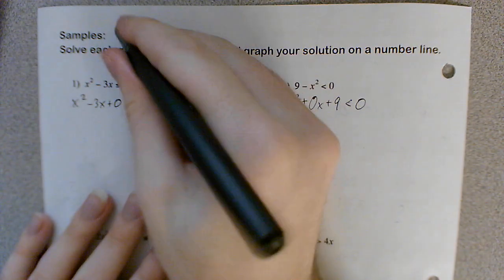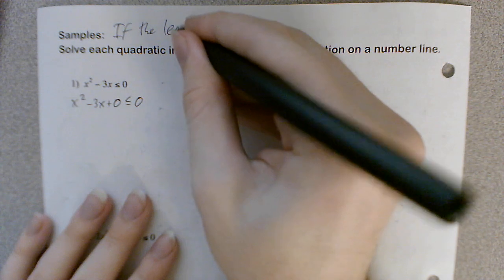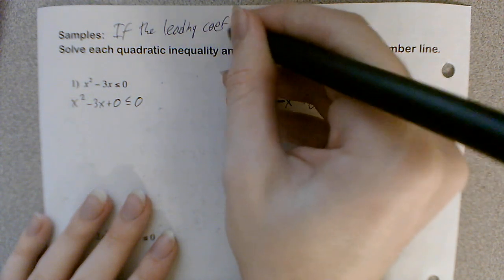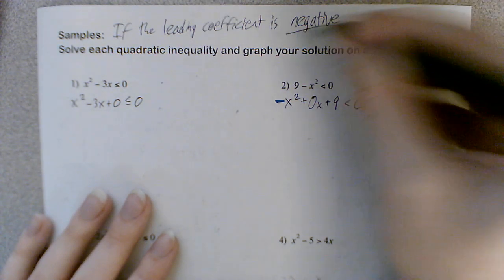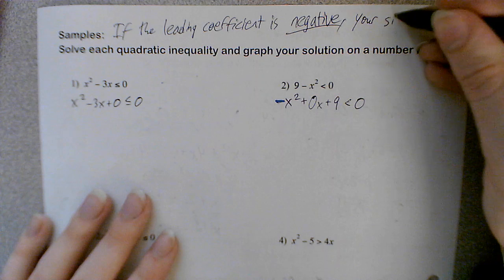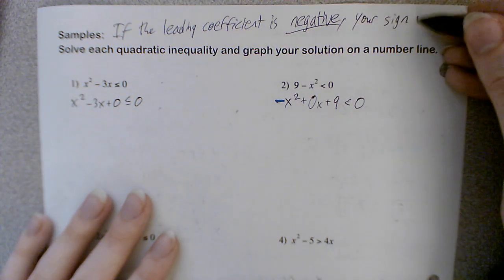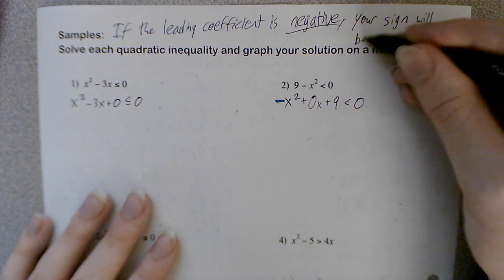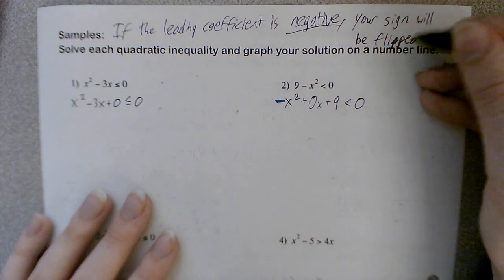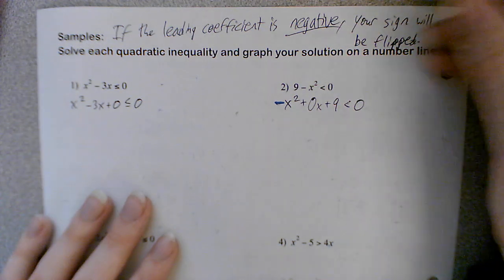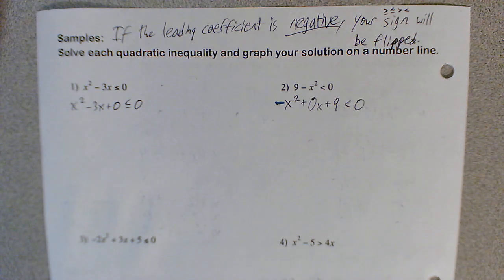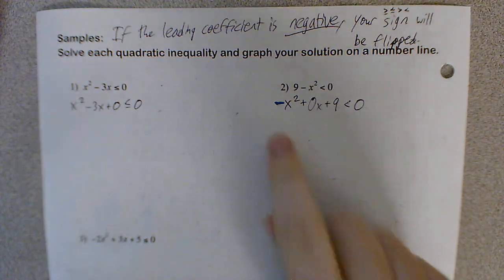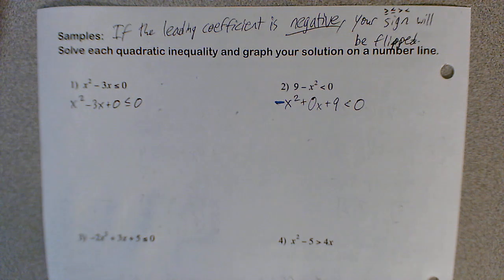That is a problem. When the leading coefficient has a negative, this is a problem. So I need you to write at the top, all right, if the leading coefficient is negative, your sign will get flipped at some point. And by sign, I'm talking about these signs. So just keep that in mind. If the leading coefficient here is negative, then your sign is going to get flipped.